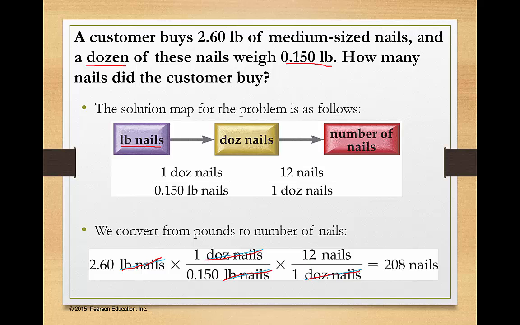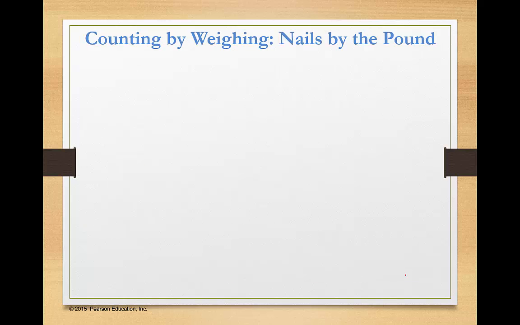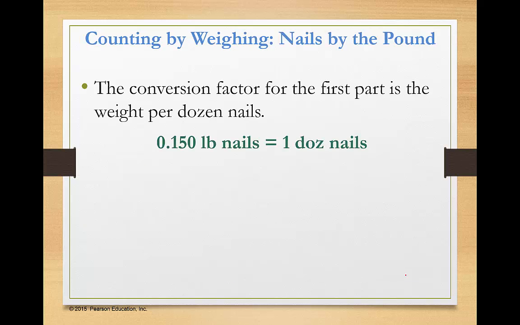The dozen cancels out. Now I have just the unit of number of nails. So I complete my math, and I find out that my customer has bought 208 nails. Okay, so pretty easy for nails. Well, that same thing would apply to anything. It doesn't have to be nails by the pound, but those conversion factors.